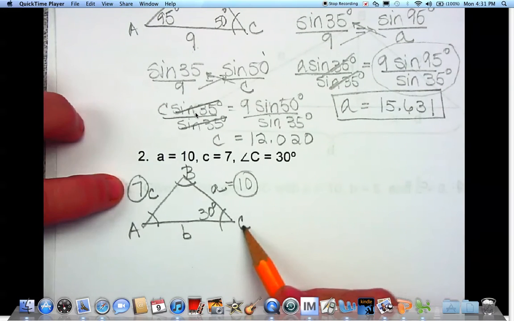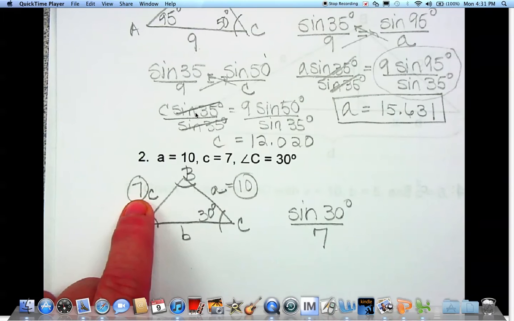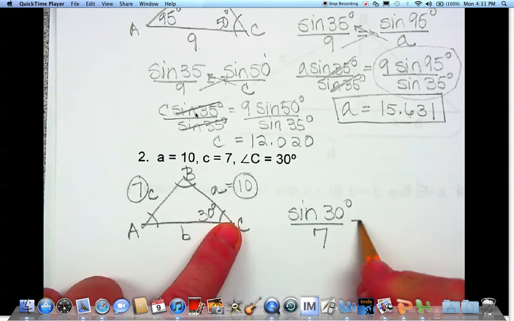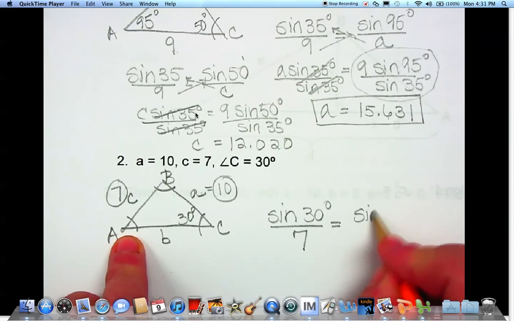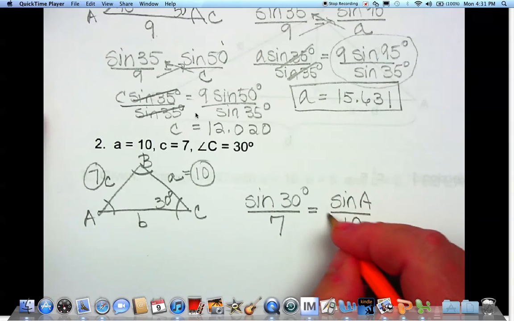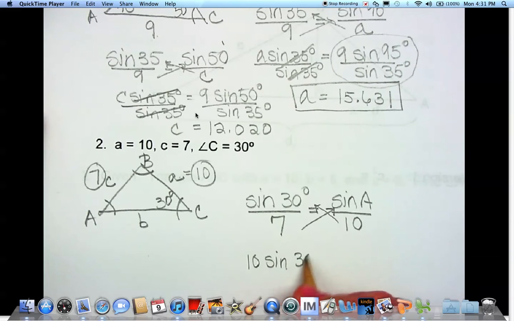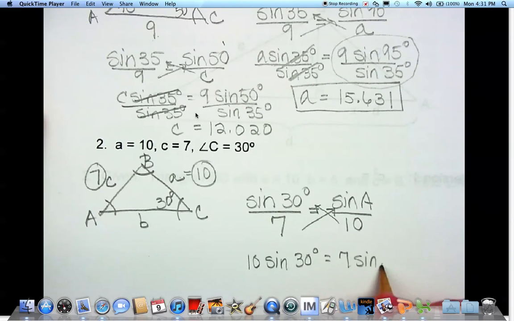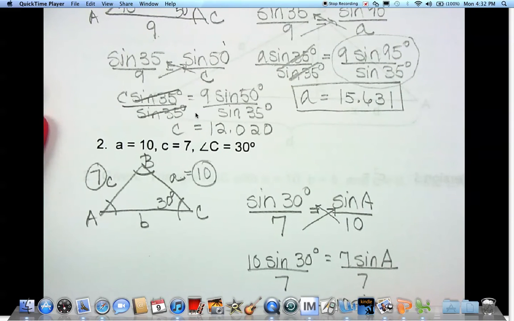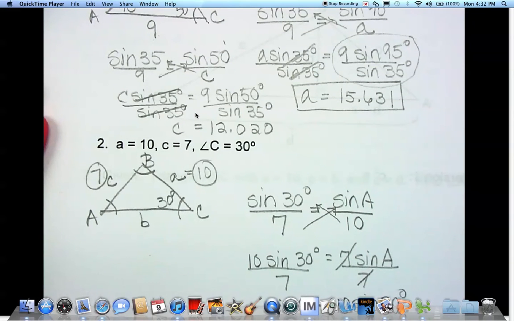The pair that we have is sine of angle C, which is 30 degrees, over 7, because we have the side and we have the angle for those, equals the sine of A over 10. Then we'll cross multiply these. So we have 10 sine of 30 degrees equals 7 sine of A. Divide both sides by 7. So you get sine of A equals 10 sine of 30 degrees over 7, because these 7's cancel, and we get sine A by itself.